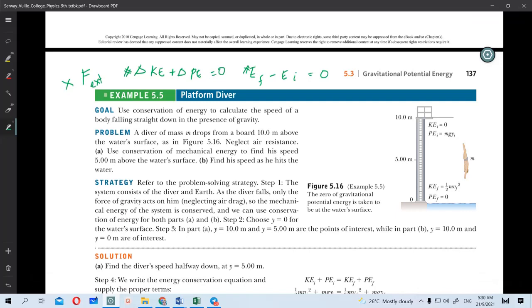Alright, so a situation here, ada this person which is a diver, dia drops tau. Dia drop from a board which is 10 meter above the water surface. Macam pernah tengok kan, which is in free fall. So maknanya kita boleh solve guna free fall, solve using free fall technique which is kinematic, or you can use this one.